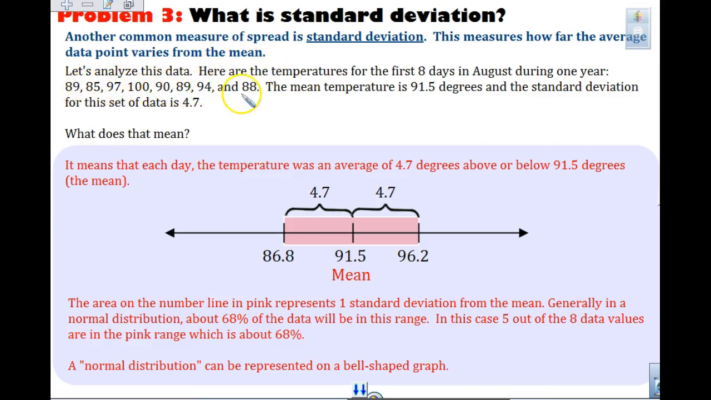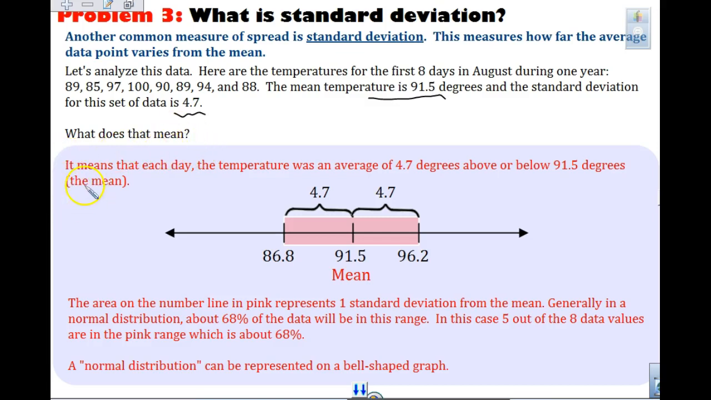So they analyzed some data. Here are the temperatures for the first 8 days in August during one year. They give us those temperatures. They've calculated the mean. How do you calculate the mean? You add them all together and divide by 8, okay? And the standard deviation, we're going to calculate in a minute. It tells us it is 4.7.